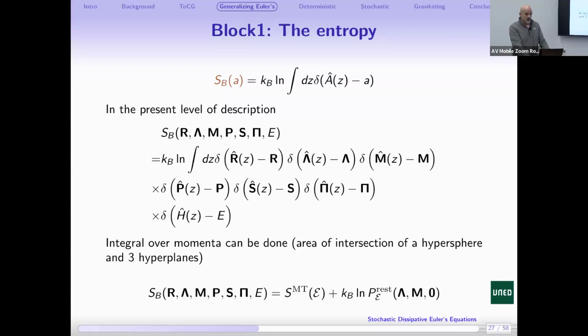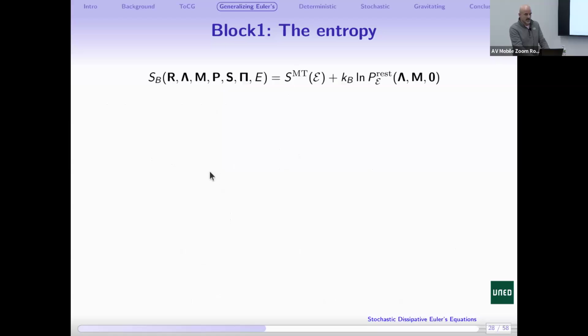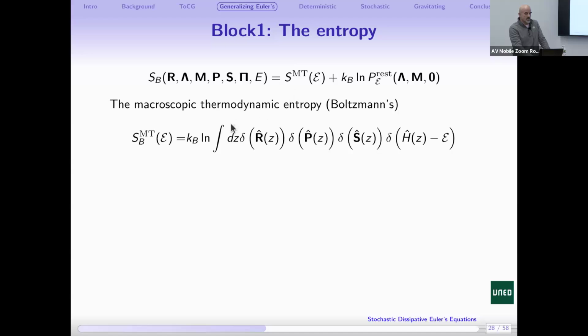In fact, what you can show is that the entropy decomposes into 2 terms. One is a macroscopic thermodynamic entropy, which is a generalization of Boltzmann entropy. Boltzmann entropy involves the integral of the Dirac delta function of the energy. Now here we also have the rest of the dynamical invariants in the system: the center of mass, momentum, and angular momentum.